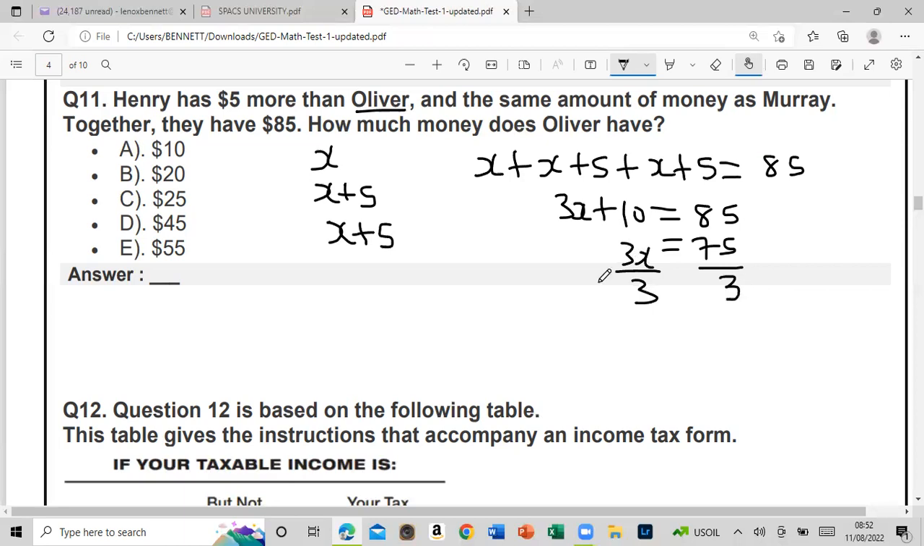Alright, so we divide, so that is equal to $25. So that means he has 25 and the other two have 30 each. Let us check just to make sure. 25, 30, 30, since they have X plus 5, right? So that's 55, 85. Alright, it's correct. Let's move on to 12.